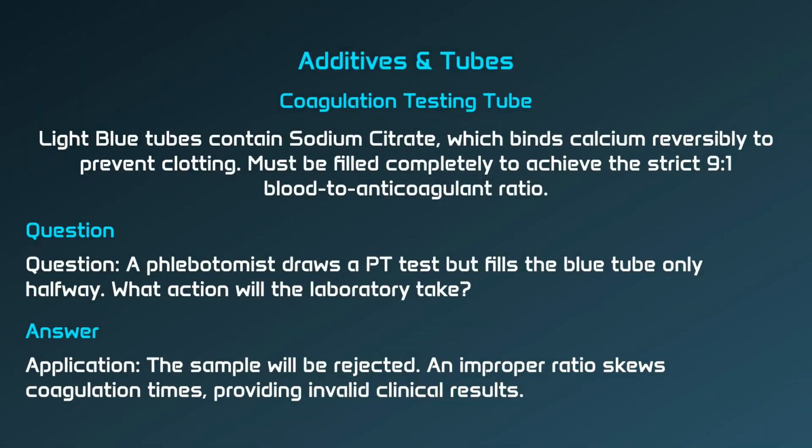Additives and tubes. Coagulation testing tube. Light blue tubes contain sodium citrate, which binds calcium reversibly to prevent clotting, and must be filled completely to achieve the strict 9:1 blood to anticoagulant ratio.